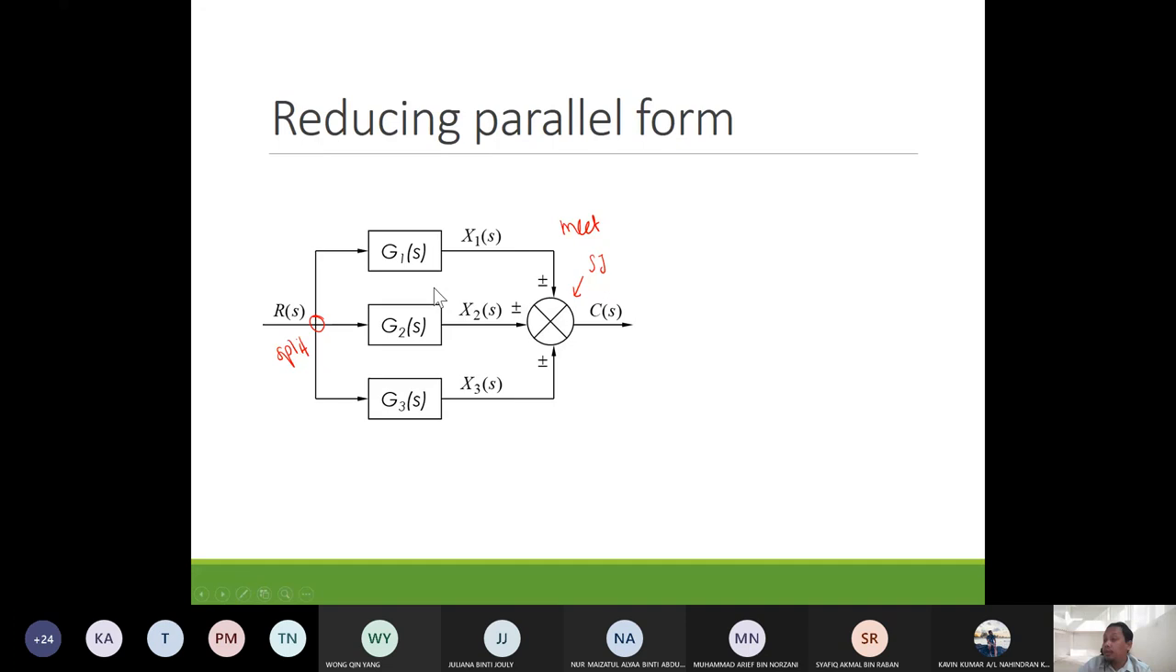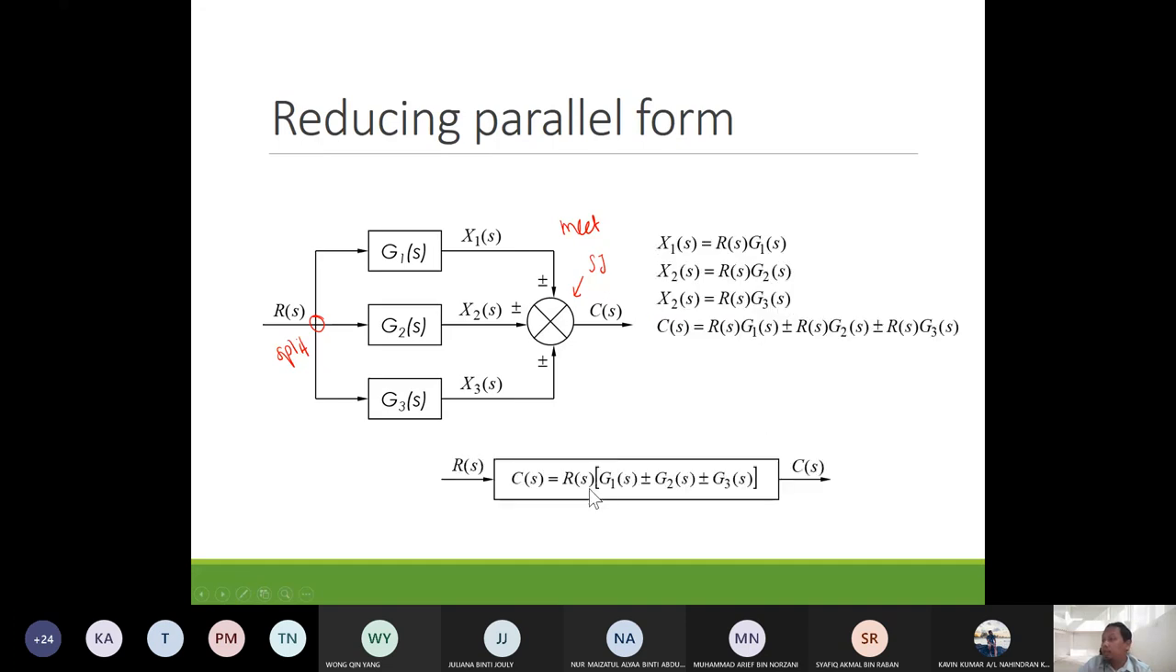So here, when you have this arrangement, you can just add up. So to get the final transfer function, you just add up G1 plus G2 plus G3. So the symbol here, plus or minus, depends on the sign here. So if this is minus, then you just minus. If this is plus, you plus, okay? So for parallel arrangement, you just add up.